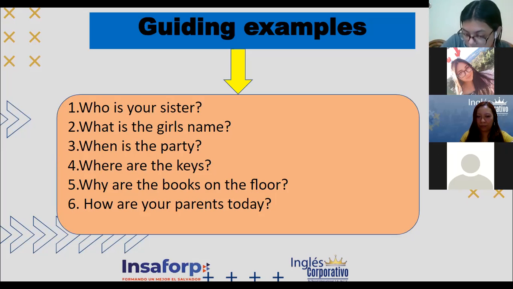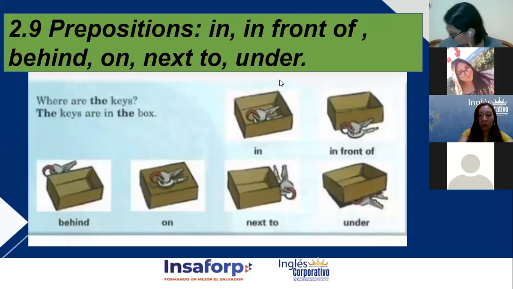Who are you, your parents today? Who or how? How? How are your parents today? My parents are fine. Yes, correct. My parents are fine. Very good, Eric. Okay. So now we're going to talk about prepositions of place.